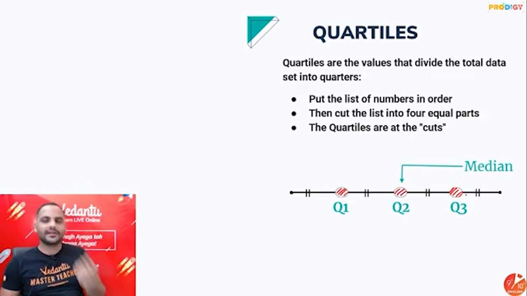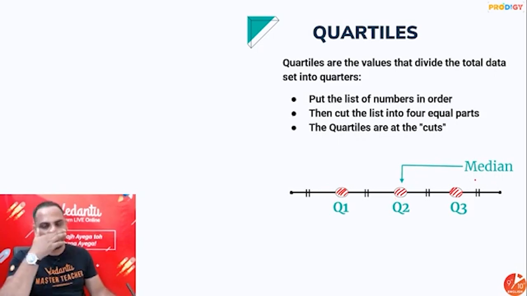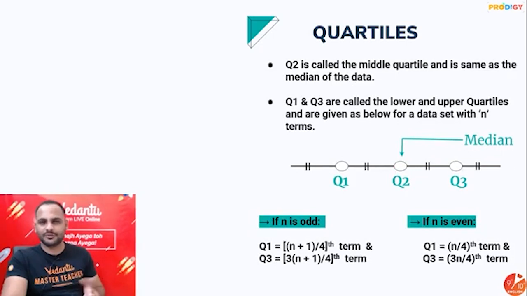Right? So these are your quartiles: Q1, Q2, Q3, and Q2 is obviously exactly in the middle of the whole data. So this is nothing but the median. Now remember the direct formulas there.